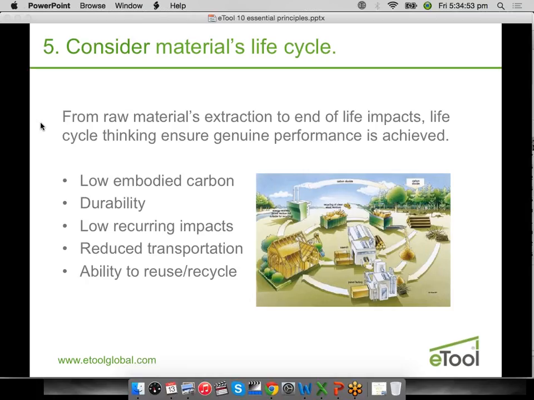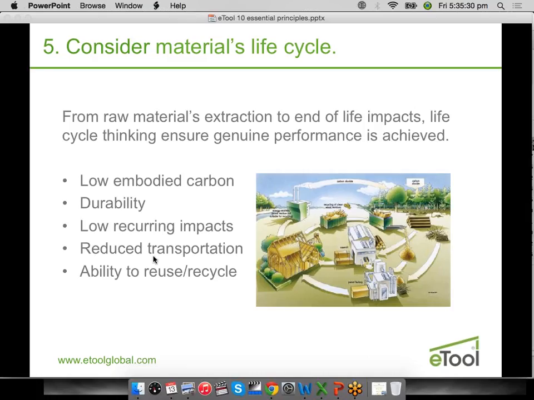Then we get down to the more common stuff, which is looking at materials impact. Choose materials and construction methods that are durable, so you won't have recurring impacts. They have low embodied carbon. Timber is a good example. The life cycle timber in that picture. Low recurring impacts. So, for example, mineral paint is a good example. Mineral paint will last 25, 30 years, instead of you having to repaint every 15 years, you're using a paint that will last longer. So reducing that recurring impact.